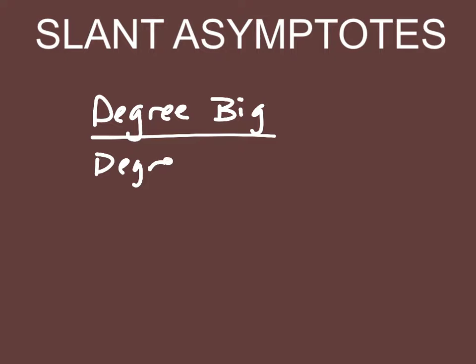A slant asymptote occurs when, in a rational function, the degree of your numerator is bigger than the degree of your denominator. When your degrees are the same, it's the ratio of leading coefficients. If your degree is small up top and big down below, then you have a horizontal asymptote at y equals 0. So you'll notice that when the degree is big up top versus small below, you're going to have a slant asymptote. Figuring out what that is can be a little bit tricky.